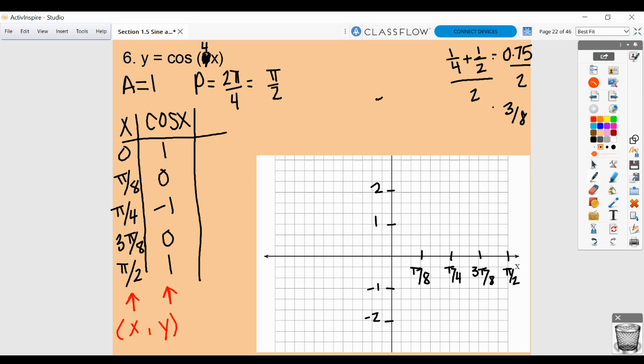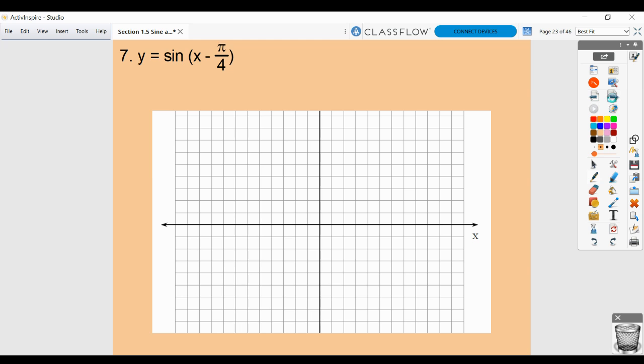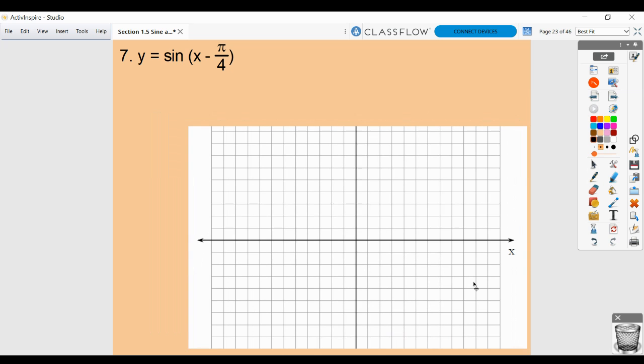So you've got 0, 1, pi over 8, 0, pi over 4, -1, 3 pi over 8, 0, pi over 2, 1. So if you look, this looks like the valley or the U shaped, which is what you want. Okay. So I have 2 more. I might only do this one more though.